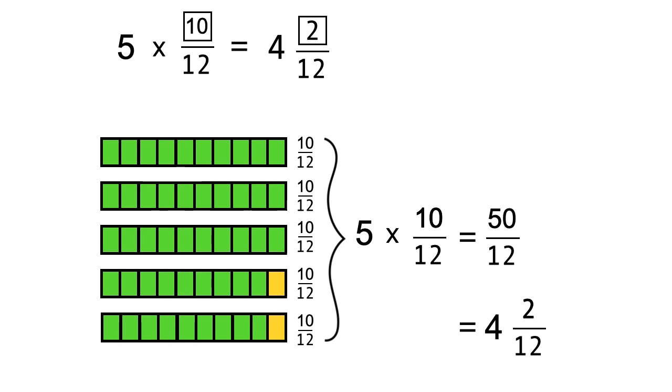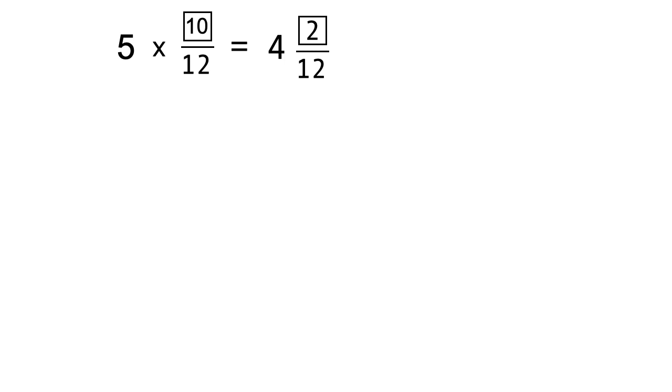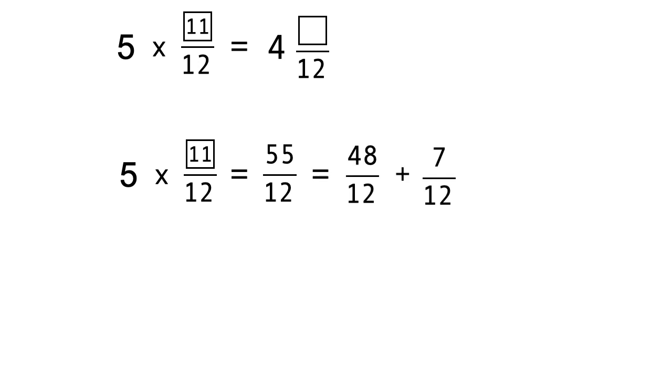But we don't really have to stop there because maybe there's more than one solution here. And I'm thinking that because we've only got 4 and 2 twelfths, maybe there's a slightly higher solution. So why not try 11 twelfths? So let's have a look at that. 5 times 11 twelfths. Well, 5 lots of 11 twelfths, we're going to have 55 twelfths. And that's 48 twelfths, which we know equals 4, and we've got 7 more twelfths. So that simplifies to 4 and 7 twelfths. That works as well. So that's our second solution.